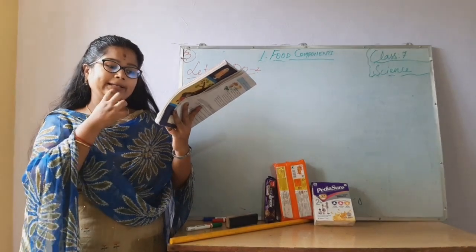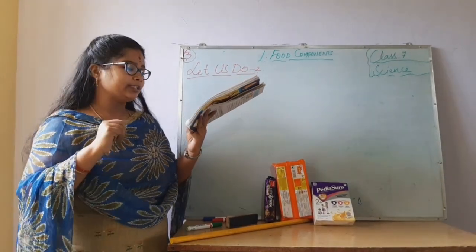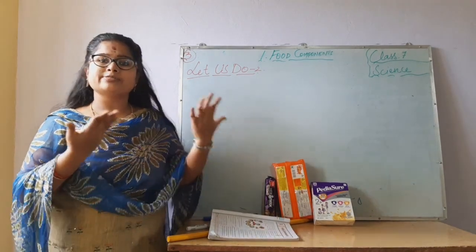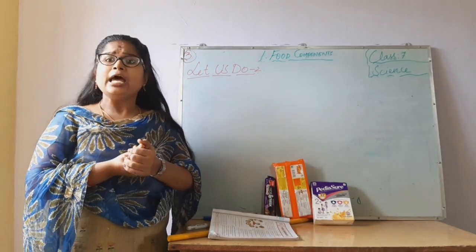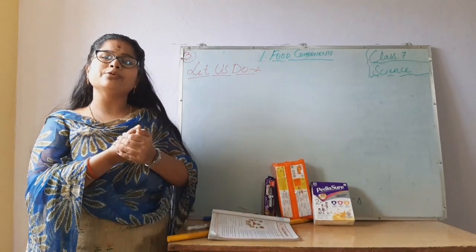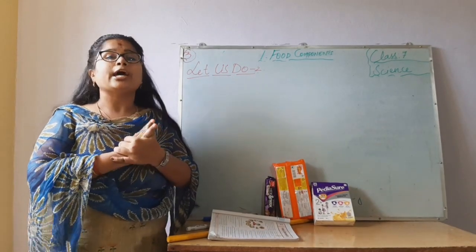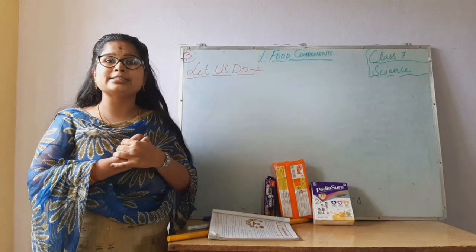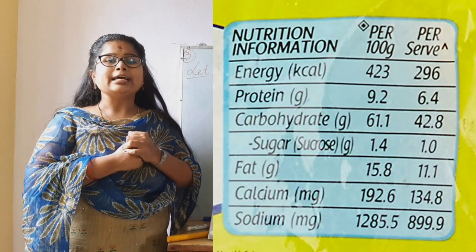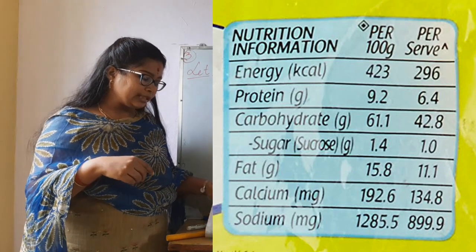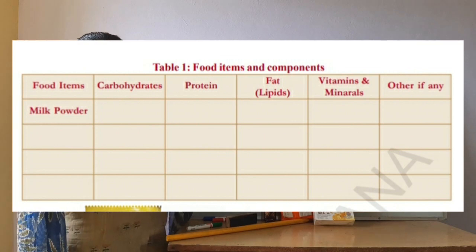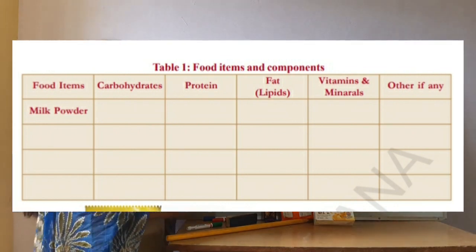Observe the given packet and list out the food components present in it. In the packets also we have discussed vitamins, minerals, fats and all the food components. Whatever you eat, your chips or your biscuits, also contain all these food components. They will be written at the back of your packet. So let's see Table 1. You can take this Table 1. Shall I draw it on the board? Yes, I'll draw it on the board.